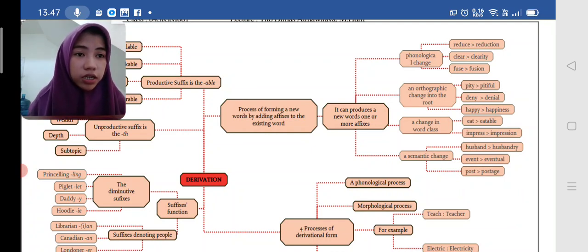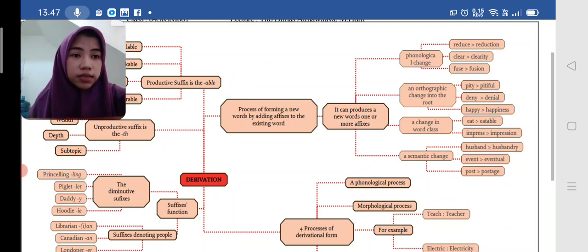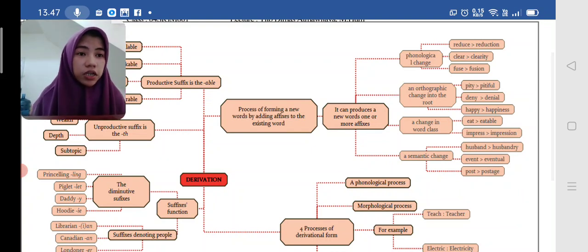And the third, change in word class: there are eat and impress. Eat becomes eatable, and impress becomes impression. And the last one is a semantic change. For semantic change, there are husband, event, and past. Husband becomes husbandry, event becomes eventual, and past becomes postage.